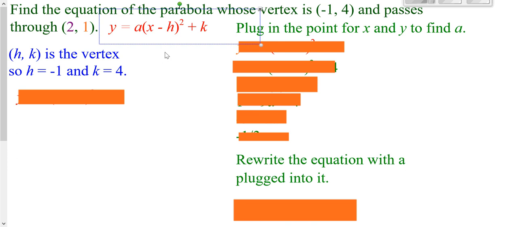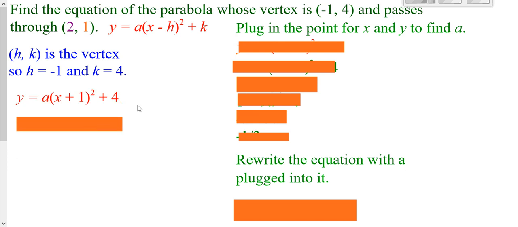A, h, which is the x-coordinate of your vertex, and k, which is the y-coordinate of your vertex. And since we know our vertex, that means we already know two of the three things. So we plug in h being -1, k being 4, we get this. Hey, we're 2/3 done. All we have to do is figure out the one of the three pieces we don't know. So all we're going to do is plug in our point, because your point is an x, comma, y. So your 2 would go in for your x, your 1 would go in for your y.